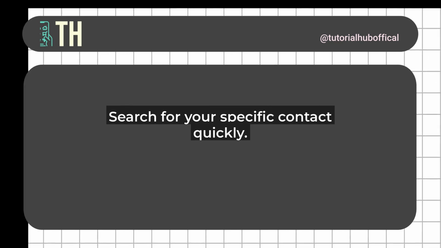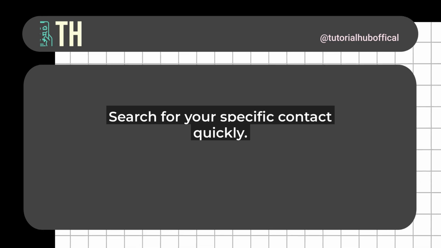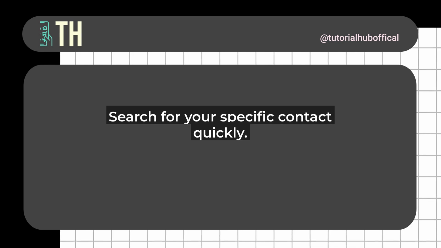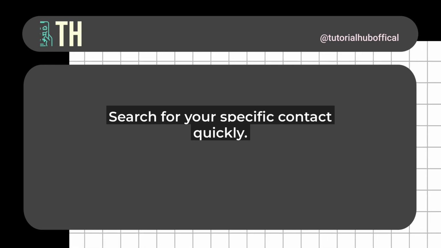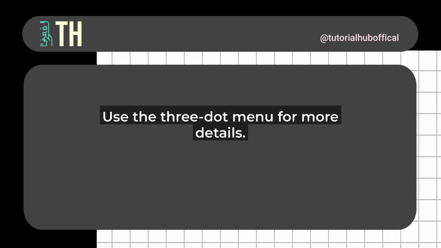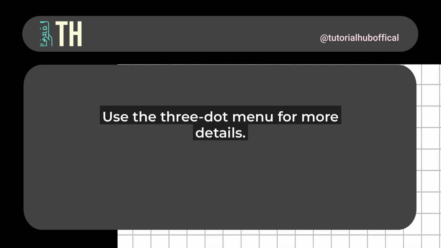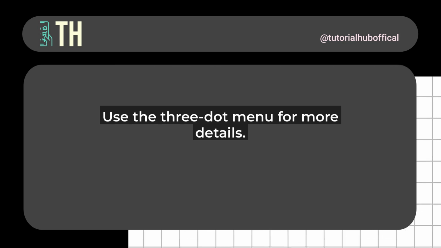First things first, make sure you're signed into your Google account. Head over to contacts.google.com. That's the web version, which is the most straightforward for this task. Once you're in, you'll see your list of contacts. Go ahead and search for the specific contact you're interested in using the search bar at the top. It's super quick and user-friendly.